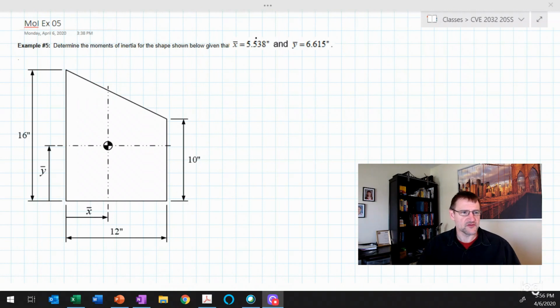Okay, this is moment of inertia example number 5. And we're asked to determine the moments of inertia for the shape that's shown here. I'm going to start off by doing it about the horizontal axis first. We're given that the centroid is located 5.538 inches from the left edge and 6.615 inches from the bottom edge.